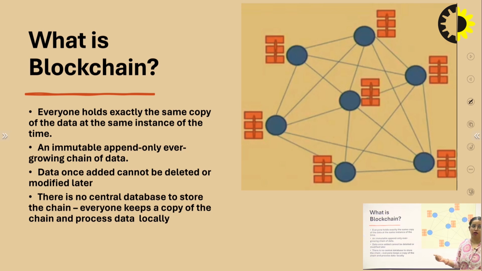The second feature is that blockchain is an immutable, append-only, ever-growing chain of data. What does that mean? Immutable means that we cannot change anything in our data, in any database. But that is not the case with our traditional database system, where anything can easily be appended or changed. Blockchain, however, works on the property of append-only technology.